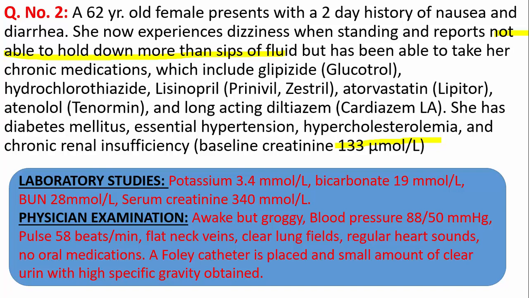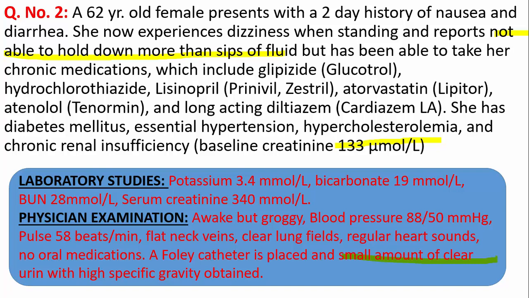Lab studies: potassium 3.4, bicarbonate 19 mmol per liter, blood urea nitrogen 28 millimole per liter, and serum creatinine 340 micromole per liter. Physical examination: she is awake but groggy, blood pressure is low at 88 by 50, pulse 58 beats per minute, flat neck veins, clear lung fields, regular heart sounds, no oral medication. A Foley catheter is placed and a small amount of clear urine with high specific gravity is obtained.